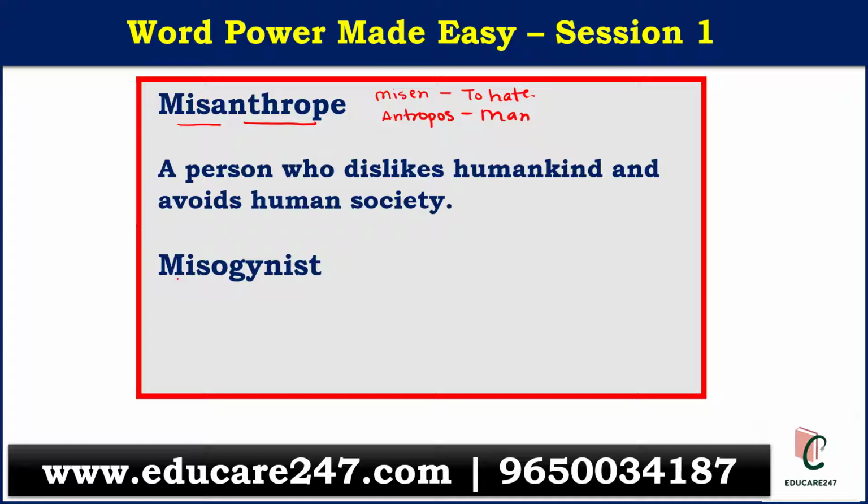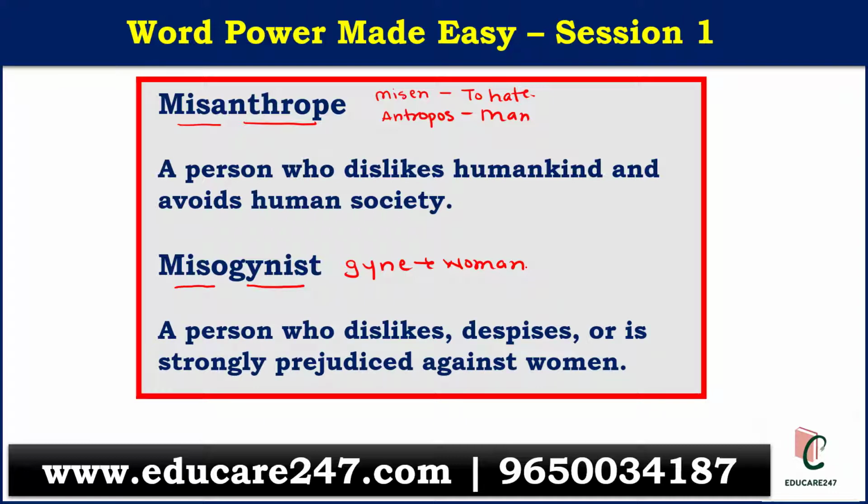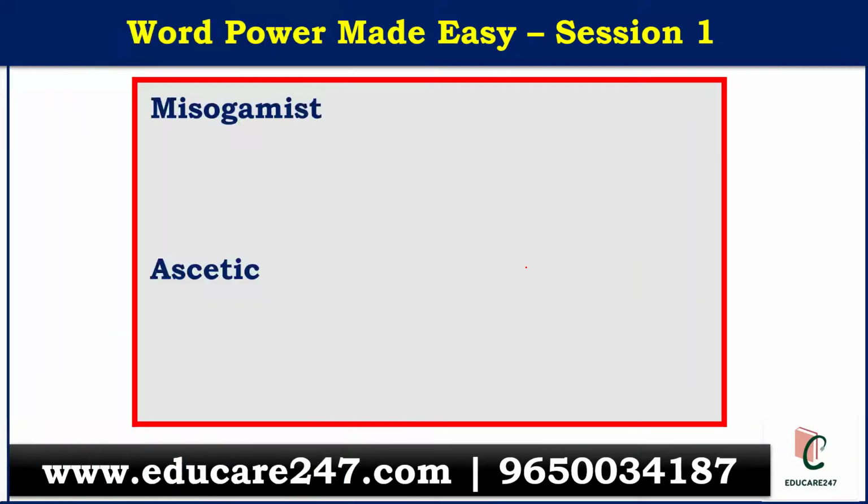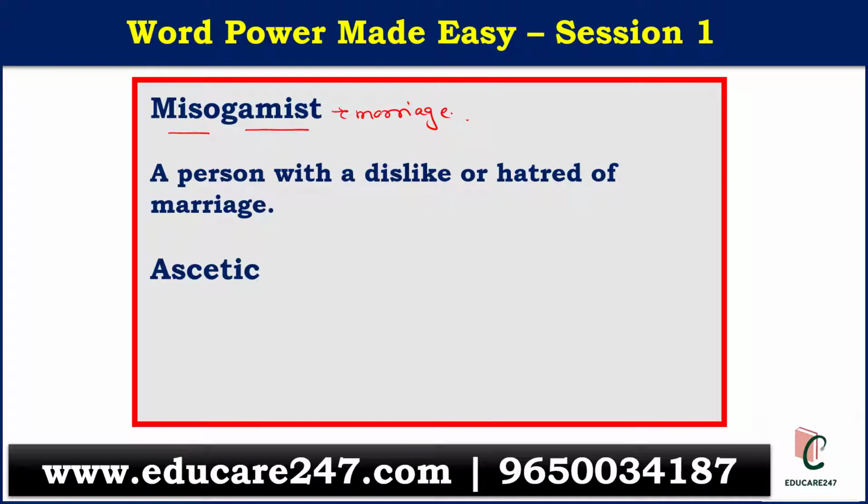Next word we have is misogynist. Again we have mis and gyn. Gyn is a Greek word for woman. So a misogynist is a person who dislikes, despises, or is strongly prejudiced against women. Next we have misogamist. Again mis and gamist. Gamist basically is marriage. A person with a dislike or hatred for marriage will be termed as a misogamist.